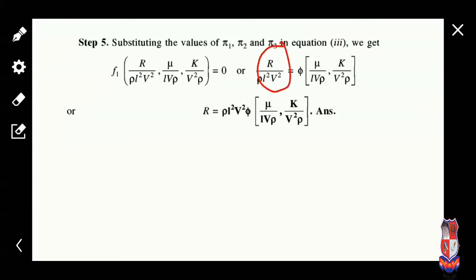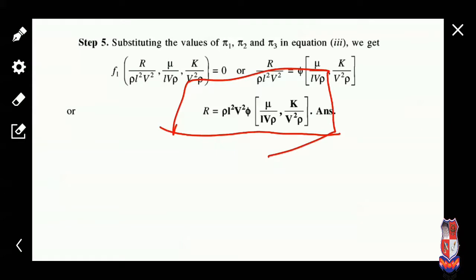The resistance depends on the other variables. So resistance is the main variable in this equation, so write the equation this way. This pi term is moved to one side of the equal sign and the other pi terms are written on the other side of the equal sign, and phi is a constant. Now we write it as a relational equation in this manner, and this is the final relational equation developed by the pi theorem for a resistance force for the given dependent variables.